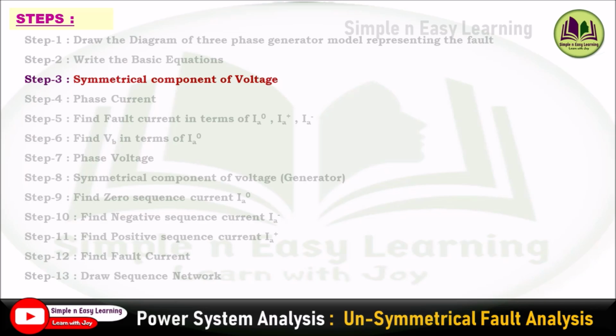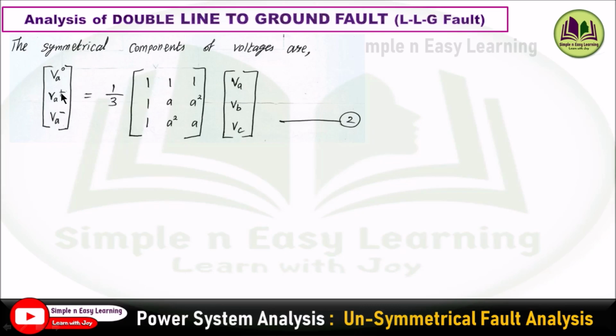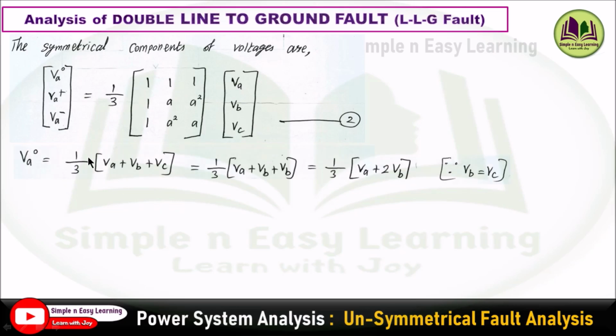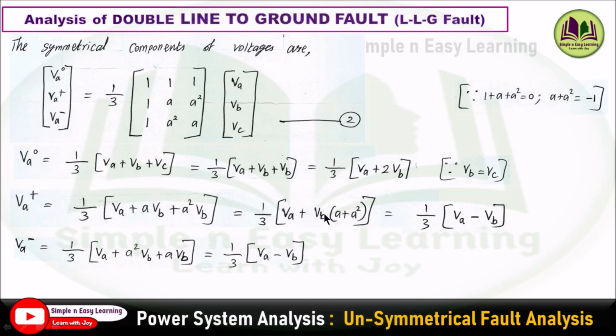Step 3, consider symmetrical component of voltage. The symmetrical component of voltage can be represented like this: VA0, VA plus, VA minus equal to the T inverse matrix into VA, VB and VC. You can expand this: VA0 equal to 1 by 3 into VA, VB and VC, and we know that VB and VC are the same. VB is equal to VC, so replace VC by VB. So it becomes 1 by 3 into VA plus 2 into VB. Similarly for the second term, VA plus and VA minus.